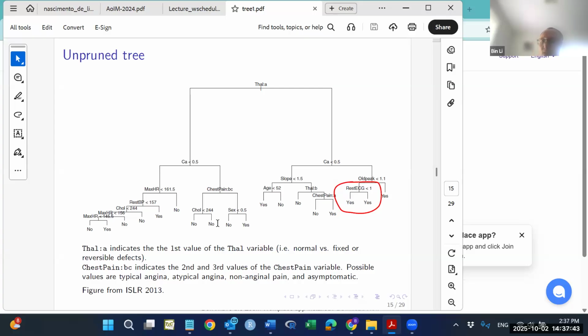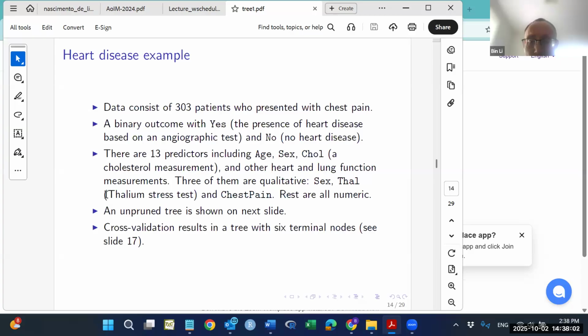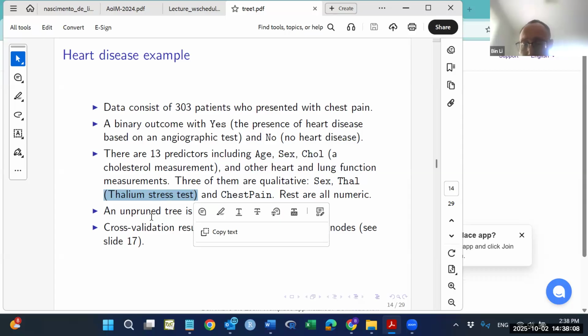Okay, so in this unpruned tree, for the categorical variables, we have a cell. The first split is using that variable. This is a stress test, so Saulian stress test.